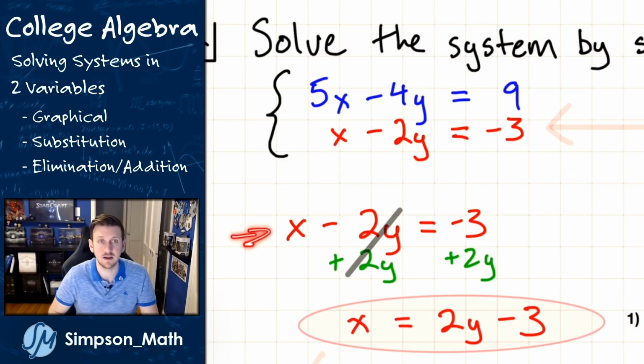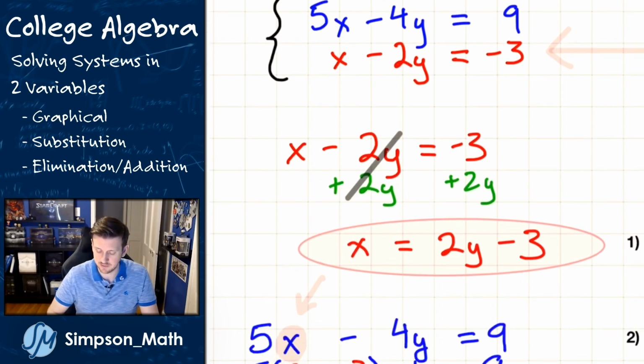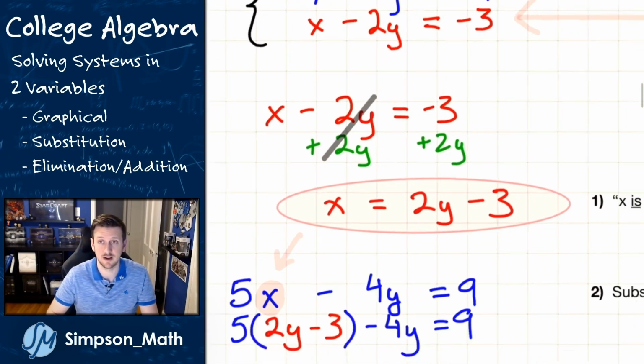I've taken the second equation, this red equation, and I'm solving it for x. So I'm adding 2y to both sides. They cancel to 0. And so I know that there is this relationship between x and y on this red equation, but here's this solved for x. So that's step 1 done.